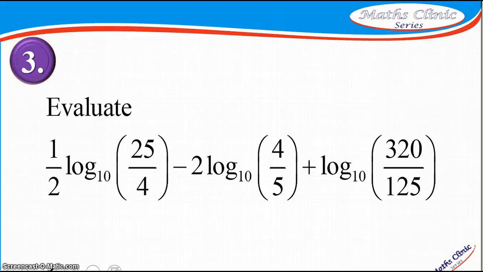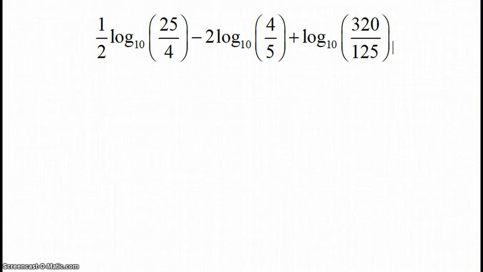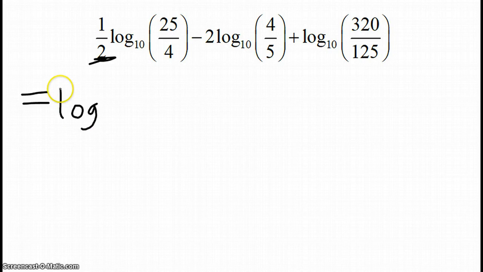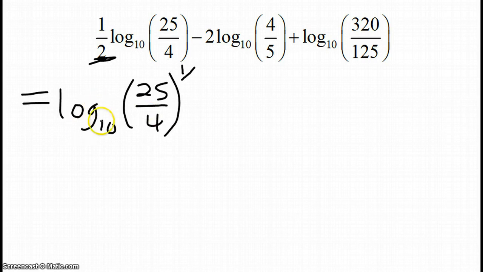Now let's move on to example number 3. Once again, you can pause the video, try it, and resume. I believe you had 1 as your final answer. That is what you had. Well done. If not, let's see how we can solve this question as well. So here we can start by saying that since this one is multiplying, let's make it an exponent. And we have log base 10 25 on 4 exponent half.